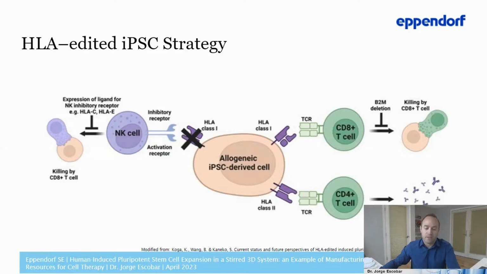The point is that if we lose HLA class 1, which is a ligand for natural killer inhibitory receptors, the natural killer cells will attack the new allogeneic iPSC cells. In order to escape from that situation, we have to force the expression of different inhibitory ligands, like HLA-C and HLA-E, as you see here in the slide. This is a very complicated process, but I see some papers from people in the field working on that.